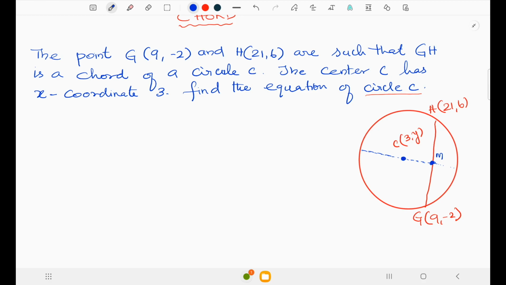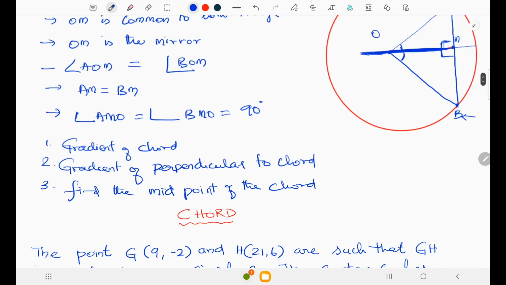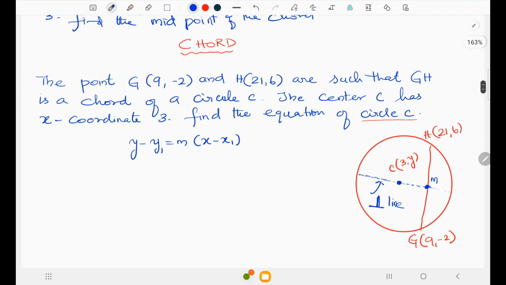So what is the equation of this one? In short, we can say this is a perpendicular line. Whenever I say perpendicular line, I mean the line perpendicular to the chord which passes through the center of the circle. This is the symbol for perpendicular line. So what is the line equation of this perpendicular line? y minus y1 equals m times (x minus x1). Okay, sorry, need to fix this one.